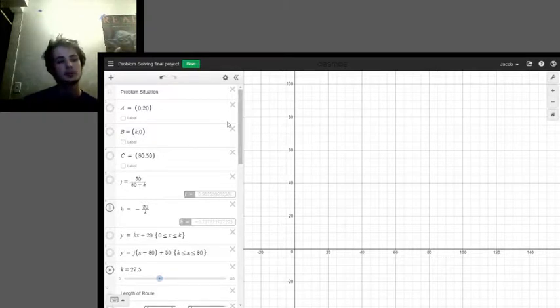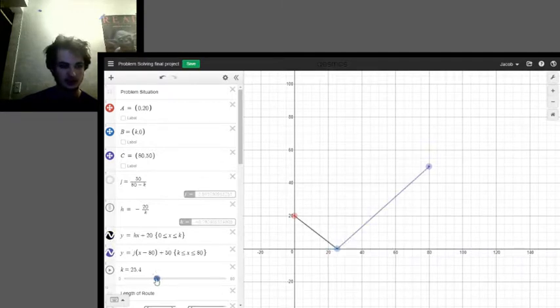So here's the problem. A ship must travel from point A at (0, 20) to point C at (80, 50), and also pass through point B along the x-axis anywhere from 0 to 80. So basically the ship can take any of these paths along here.